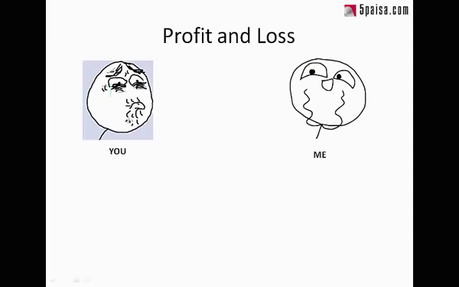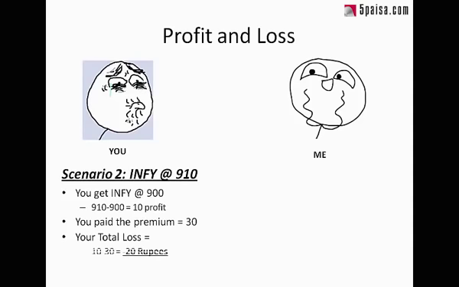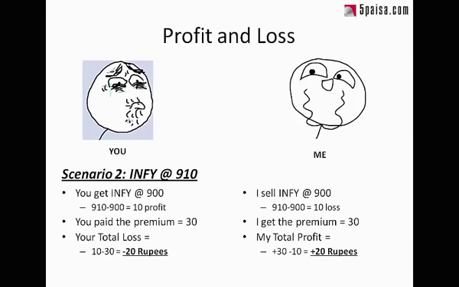Now let's look at another scenario. In this case, INFOSYS ends up at 910. You get INFOSYS at 900, which means you gain 10 rupees on the purchase of the stock for 10 rupees cheaper. But you have already paid the premium of 30 rupees, which means net you're losing money, which is 10 minus 30, that's 20 rupees loss. I sell INFOSYS at 900 to you, so I make a loss there, which is 10 rupees. But I got the premium of 30 rupees initially. So in all, I'm actually making a profit, which is 30 minus 10, 20 rupees.